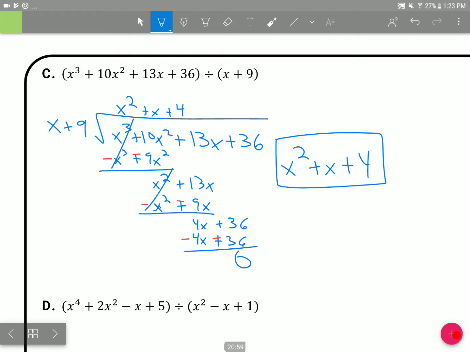Cool. Perfect. If it came out even, you probably did it right. X squared times 9 is... Since you only have 2 terms out here, you're only going to have 2 terms right there. You just add those 2.